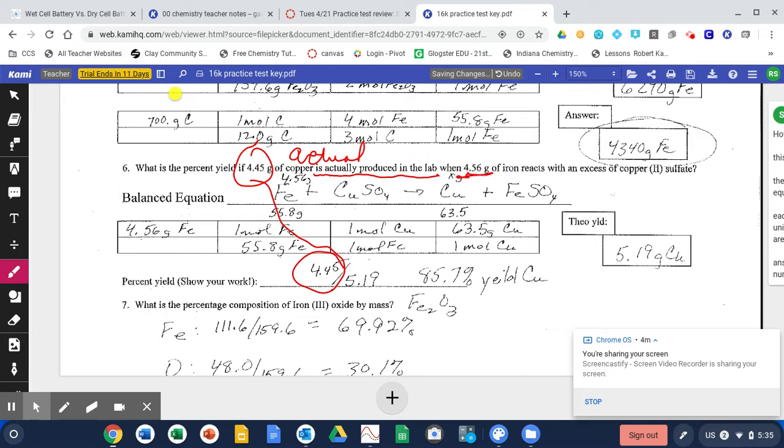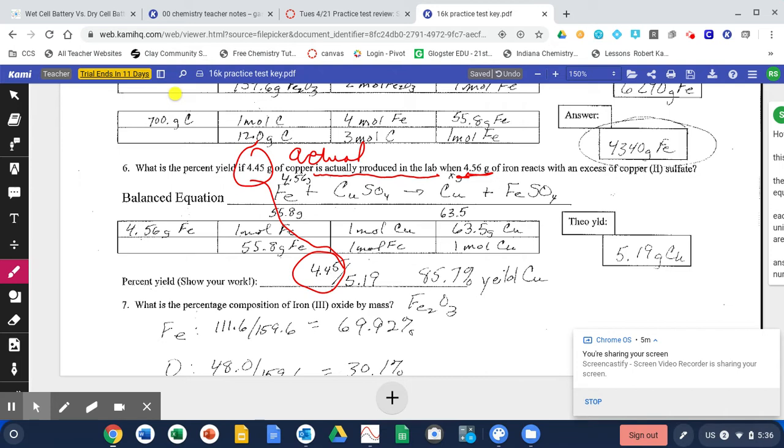A percent yield problem is usually about a product, and that's why it's a percent yield, because it yields how much, depending on the way you perform the experiment. And so we're going to start with the 4.56 grams of iron and use the molar mass of iron, change iron over to copper using the mole ratio, and then the molar mass of copper. And I get that the theoretical yield's 5.19, so I divide the two and get 85.7% yield.